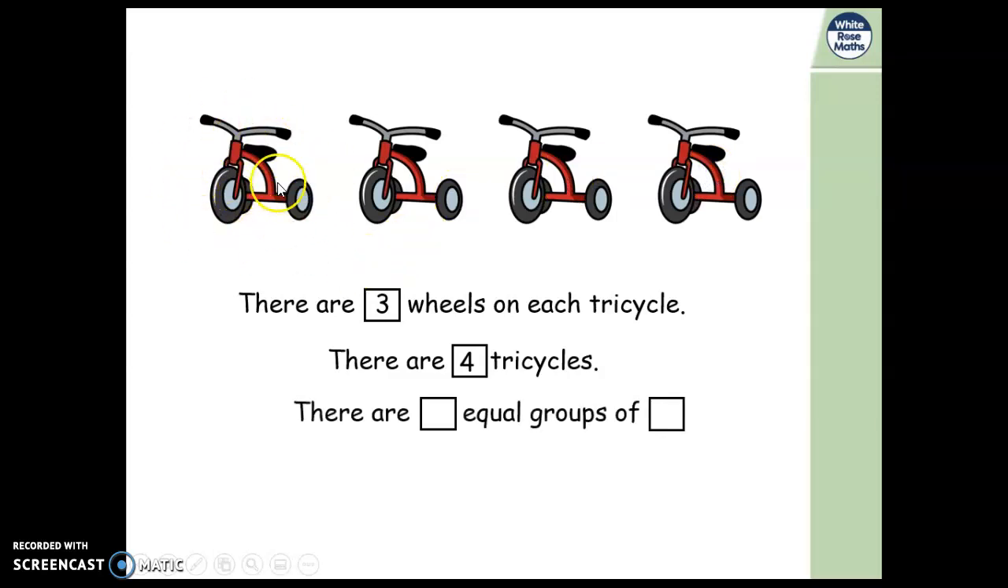If we look at a tricycle as a group, because that's how many wheels it has, so 1 group, 2 groups, 3 groups, 4 groups. How many are in each group? How many wheels does a tricycle have? 3. So if we were doing addition of these equal groups, this is 1 group, so that's 3. This group is a 3. This group is a 3. This group is a 3. And we can do that by skip counting in 3s. 3, 6, 9, 12.